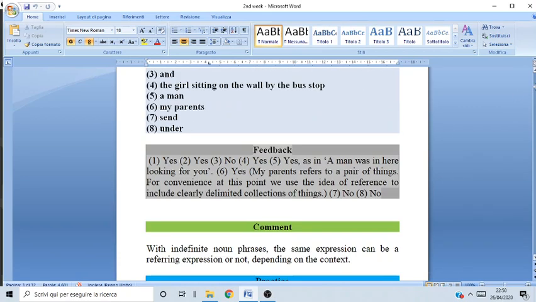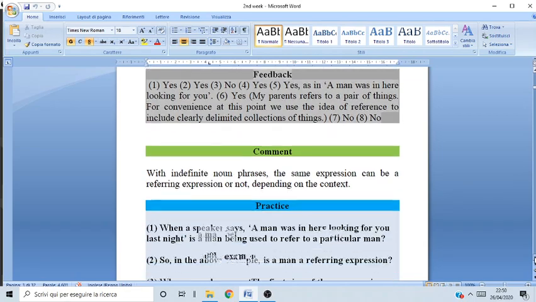Okay, so remember that with indefinite noun phrases, the same expression might or might not be a referring expression depending on the context.